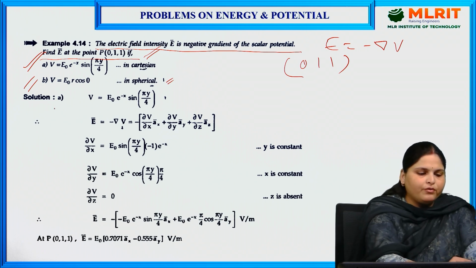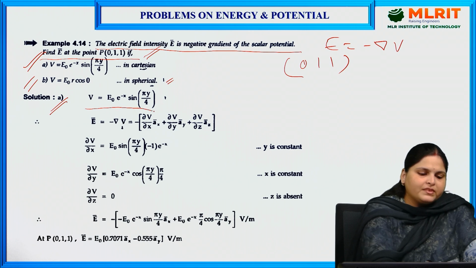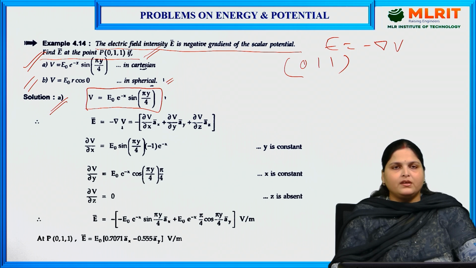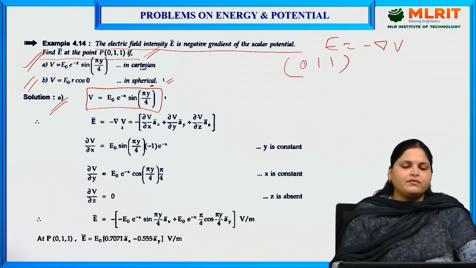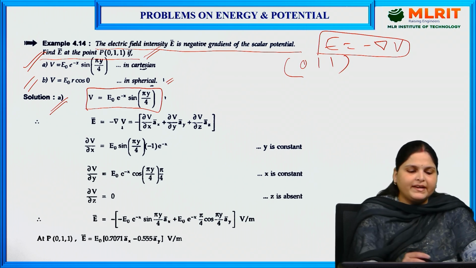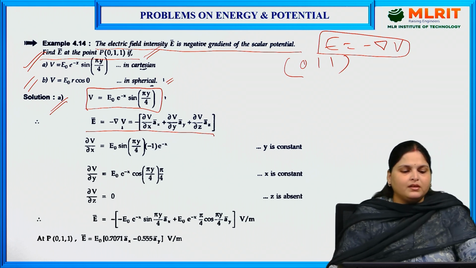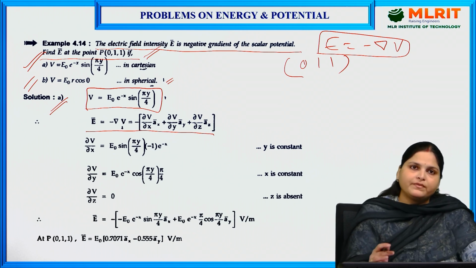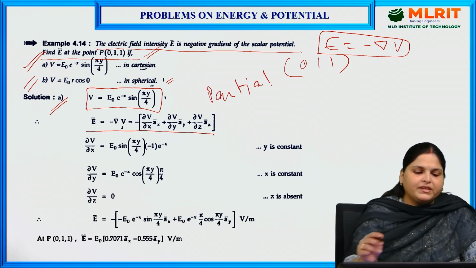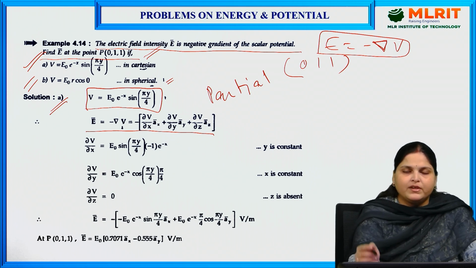So let's take the first potential. V equals E0 e to the power minus x sine of pi y by 4. Potential is given. Here we need to use the formula E equals negative gradient of V. That means we have to use the gradient formula, and then differentiate the potential with respect to x, y, z, and that differentiation will be partial differentiation, as the del operator can be of 4 types. The first one is the gradient.